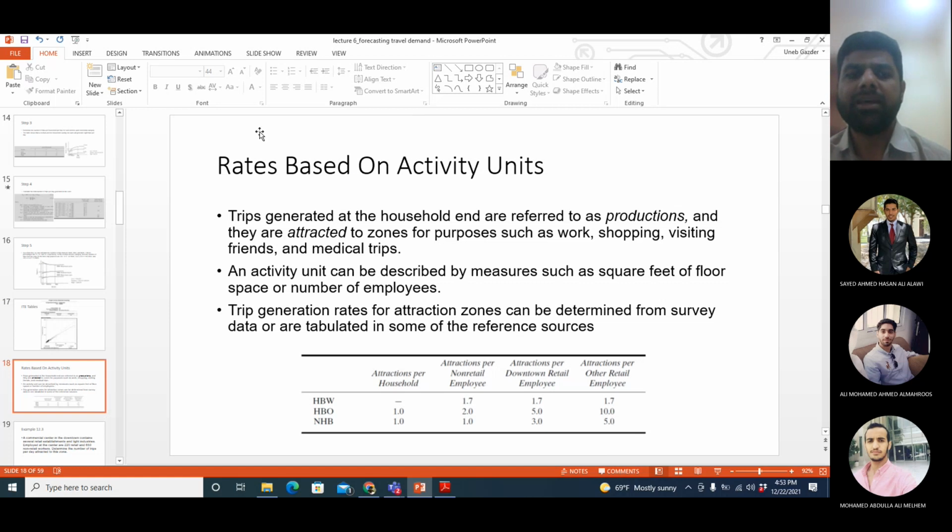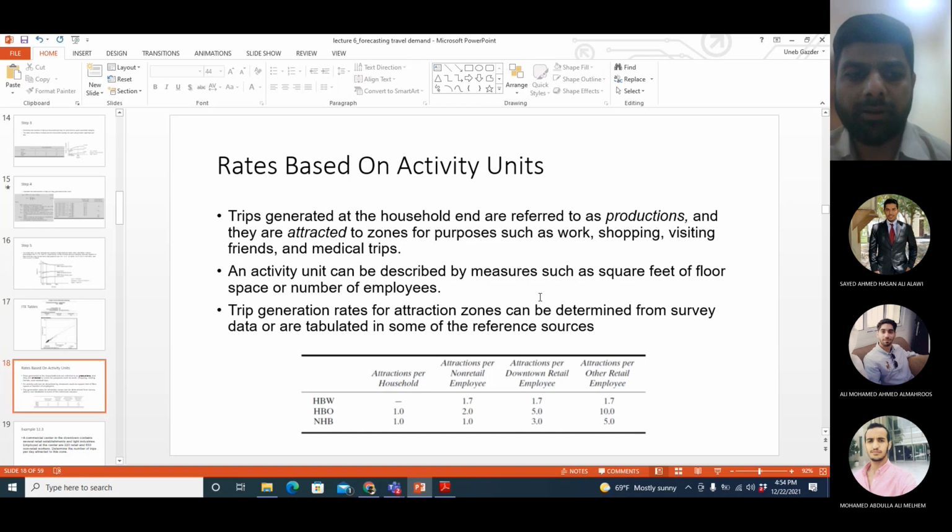Another way of doing it is rates based on activity units. We have been saying that trips are generated because of activities, and your activities can be work, shopping, visiting friends, medical trips, or many other things. Trips which are generated from the households are referred to as trips produced from the households. And then you can calculate trips on the basis of the type of activity happening in the area.